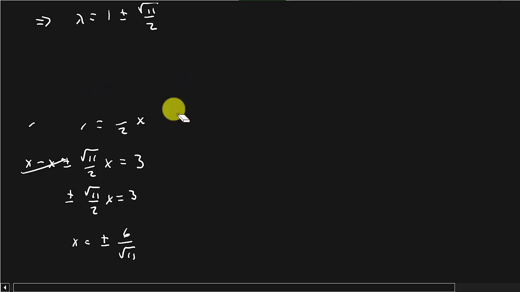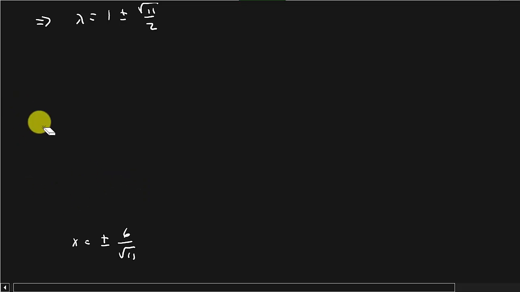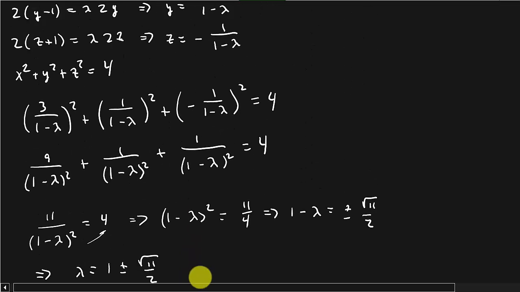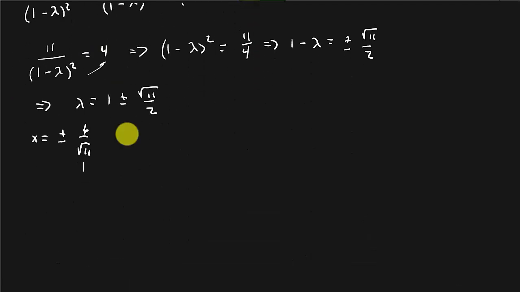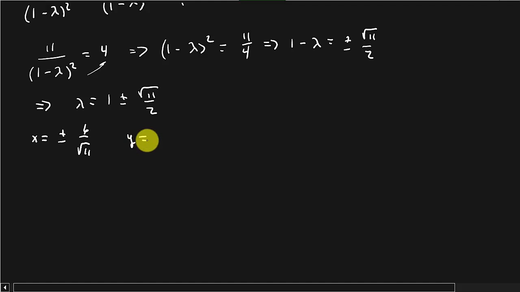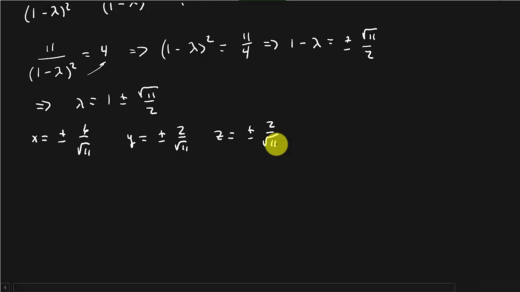Let's erase this so I can come back up here. So I get x is equal to plus or minus 6 over square root of 11. And when I do the same thing, plugging lambda into this and into this, I get y is equal to plus or minus 2 over square root of 11, and z is equal to plus or minus 2 over square root of 11. Okay, so that's what I get.